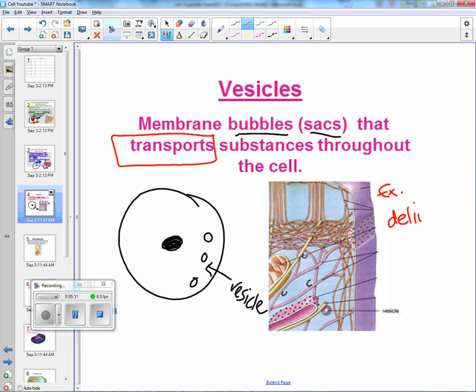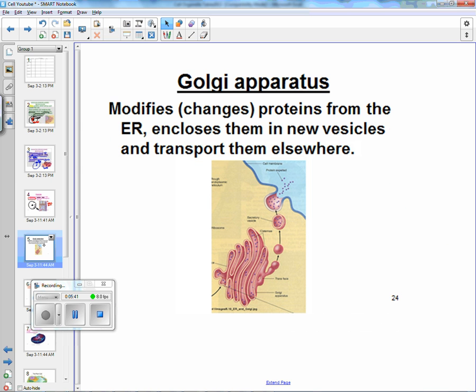So a delivery truck would be like our real world example. You can come up with more, like for a restaurant. What would be the vesicle? So we're going to move on to the next one.